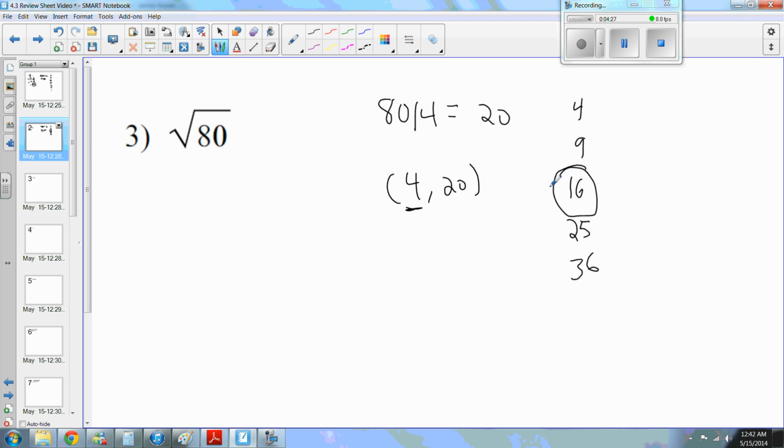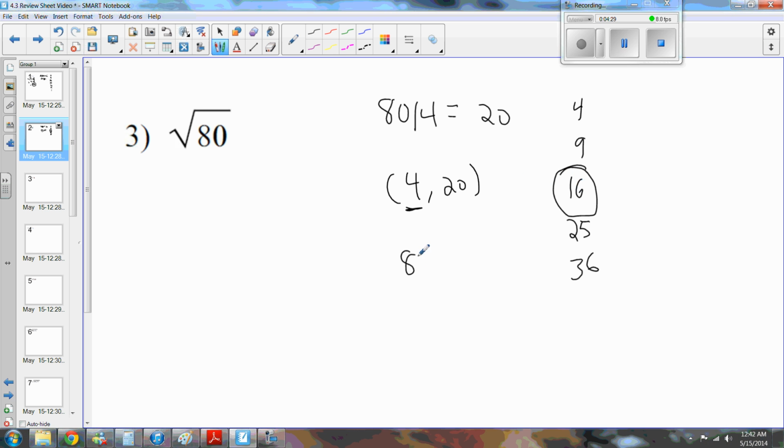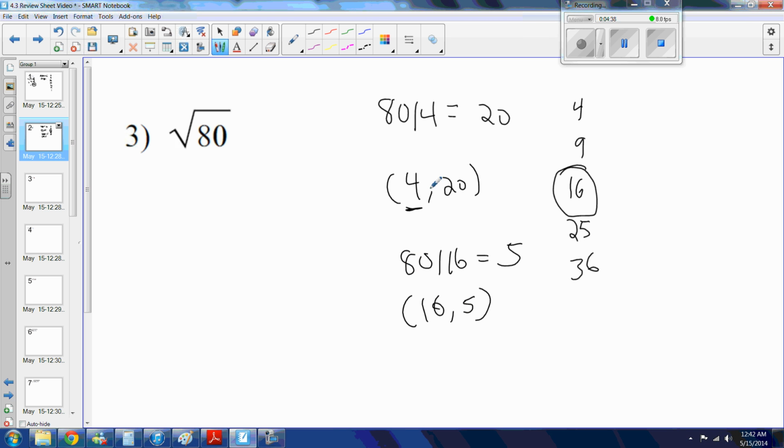Because we put in our calculator 80 divided by 16, and we get 5. So we know that 16 and 5 is also a factor pair that we're dealing with. So I hope everybody is following that. We went into that a little bit today in the do now, as well as during the review with the group that was with me.